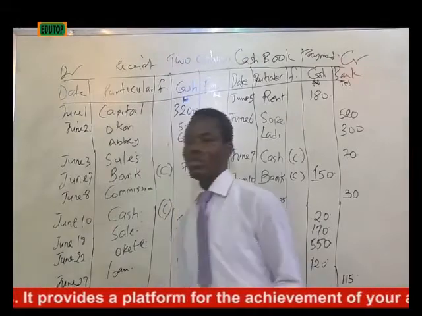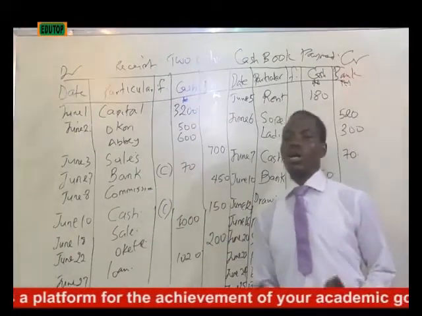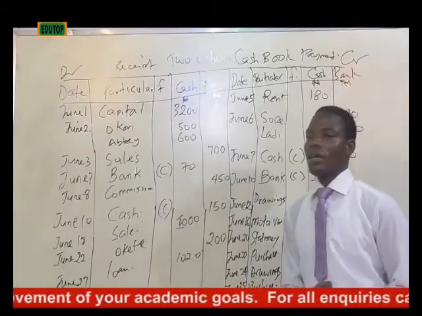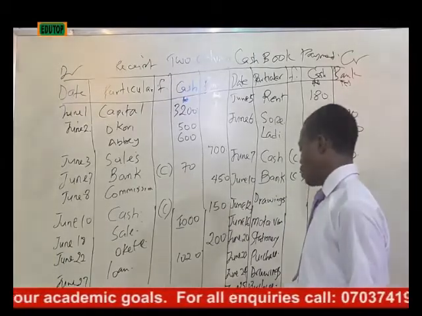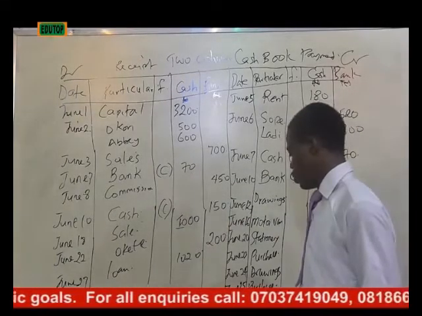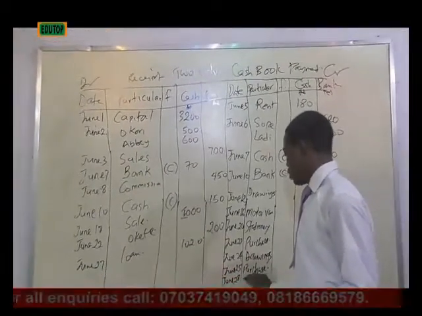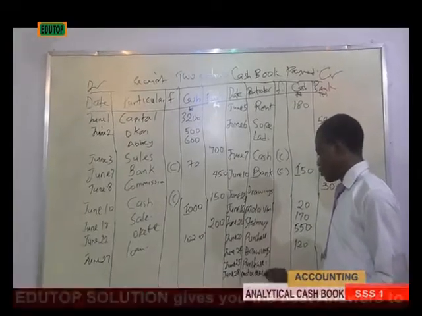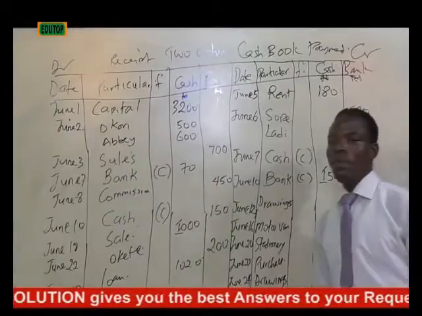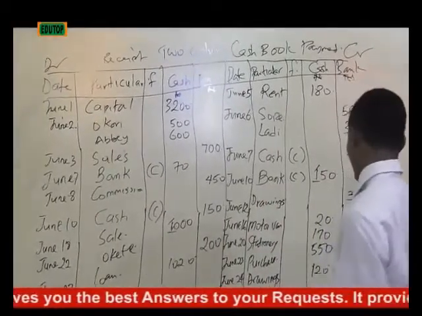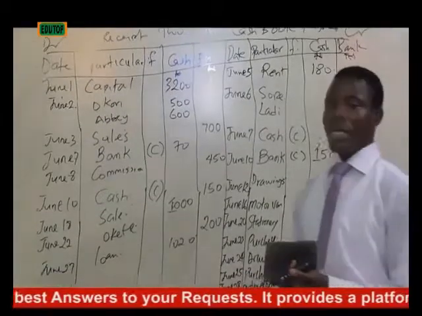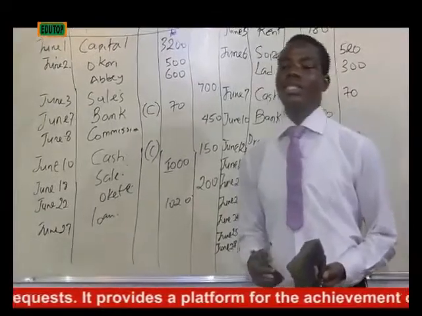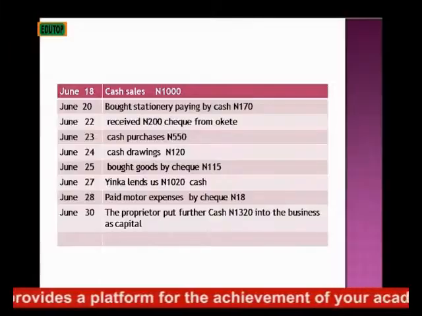June 27. We still have 2 questions to go. And June 28th, paid motor expenses by check. Motor expenses is also an expense. You paid it out of the bank. June 28th, motor expenses, 18 naira by check. The last but not the least, June 30, the proprietor put further cash 1,300.